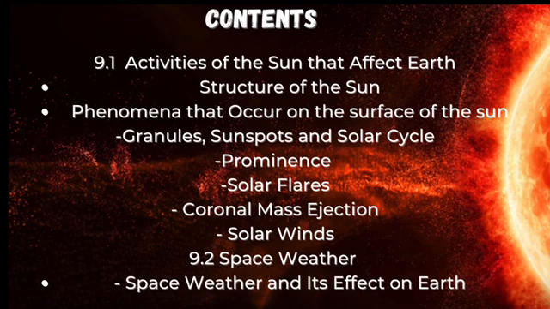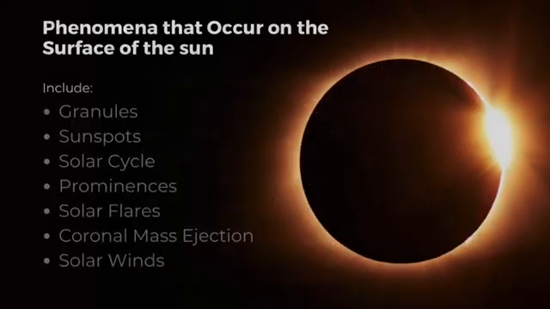The test on Chapter 9 includes 9.1 and 9.2. 9.1 is activities of the Sun that affect Earth. This includes the structure of the Sun and phenomena that occur on the surface of the Sun, such as granules, sunspots and solar cycle, prominence, solar flares, coronal mass ejection, and solar winds. 9.2 Space weather includes space weather and its effects on Earth.